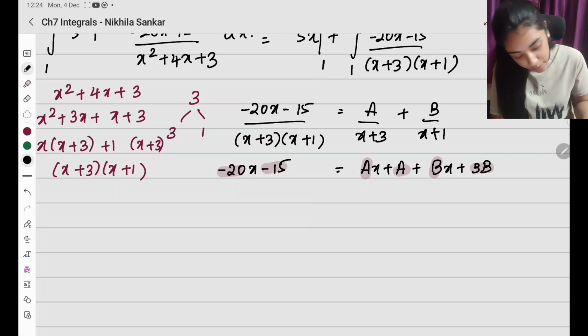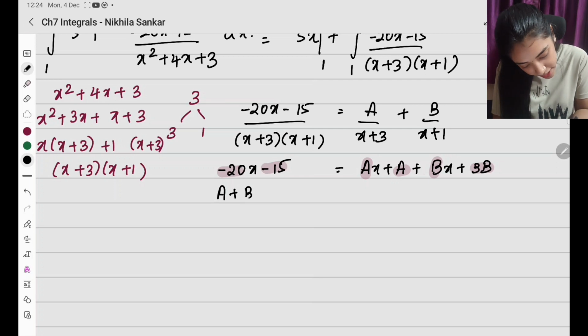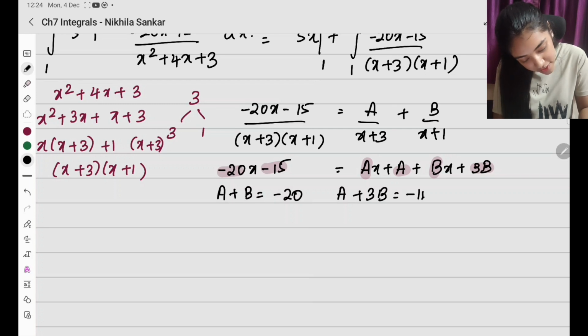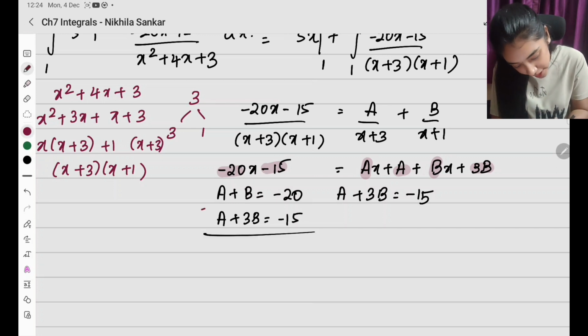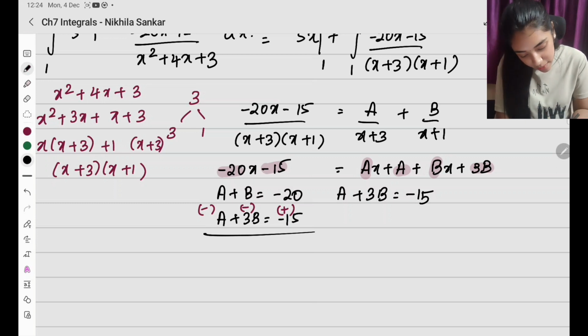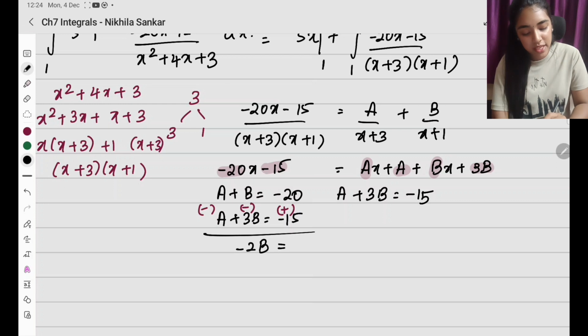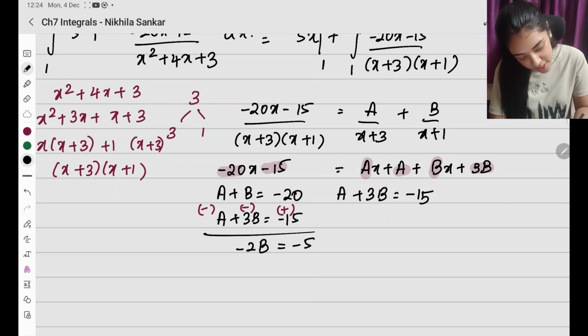So I have two different equations. A plus b equals minus 20, a plus 3b equals minus 15. I'll directly write it here. I need to subtract. So this becomes a minus, this becomes a minus, and this becomes a plus. So a minus a cancels. b minus 3b is going to be minus 2b equals minus 20 plus 15, which is minus 5. So b equals 5 divided by 2.